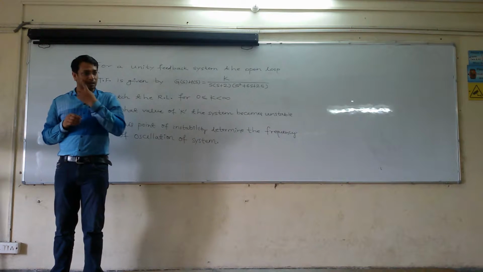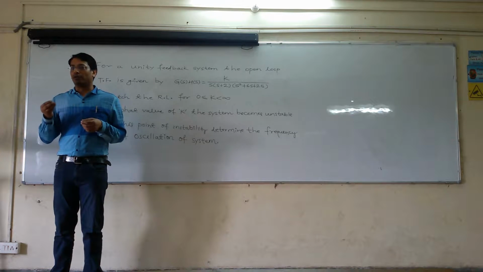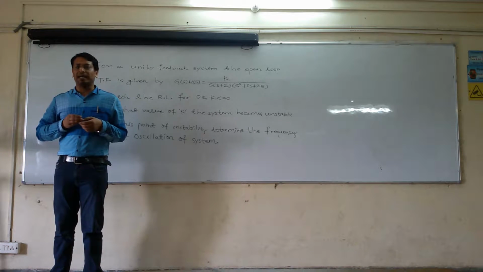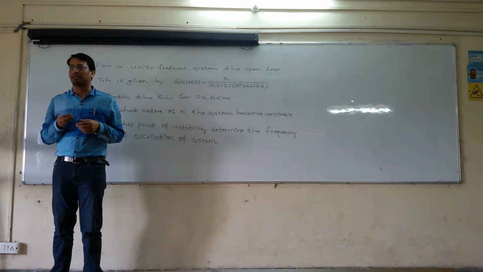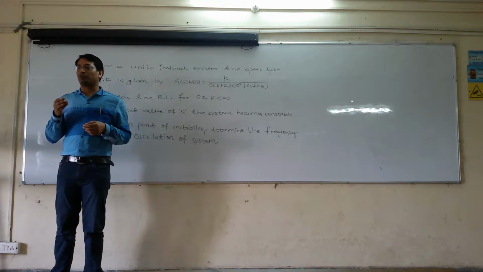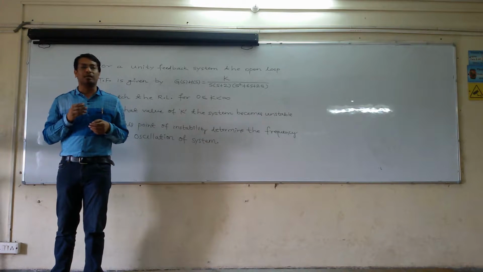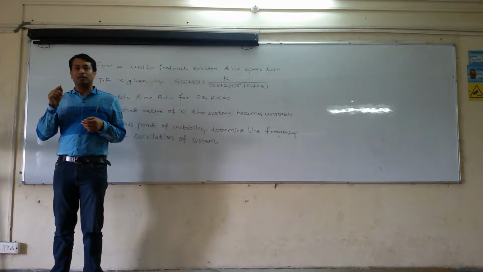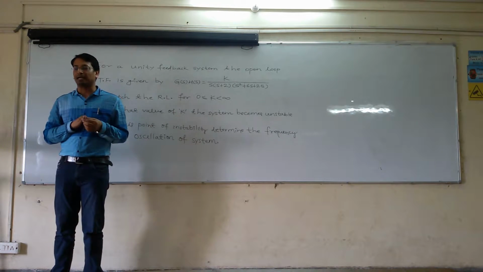So this will be your intersection point. Next one was the angle of departure for a complex pole and the angle of arrival for a complex zero, because we have already stated that the root locus starts from poles and ends at the zeros. So it will be the angle of departure associated with the complex pole and the angle of arrival associated with the complex zero.